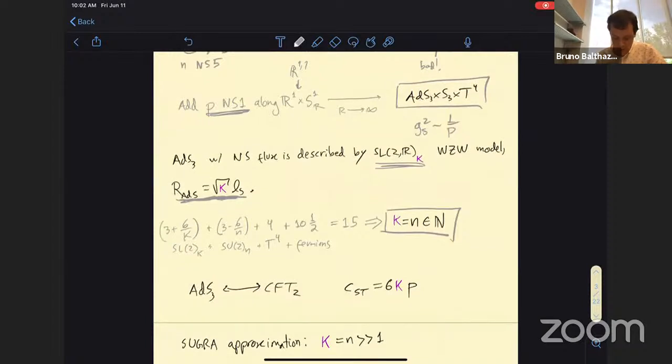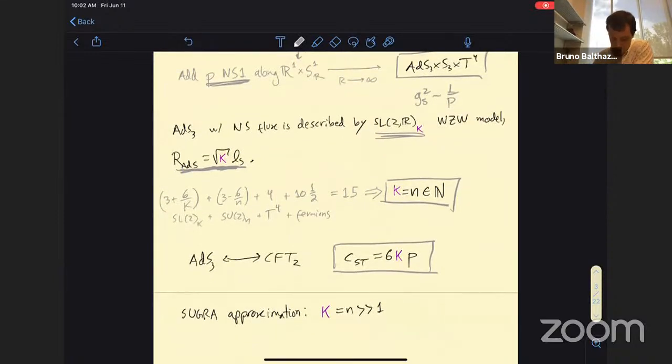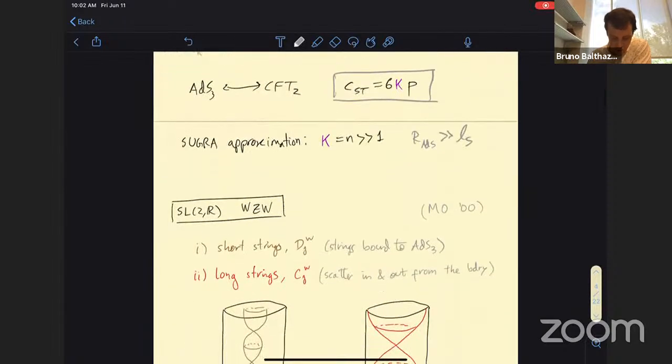So this is an AdS3, so it has a CFT2 description that lives on the boundary, and the space-time central charge of this CFT is 6kp. So it's essentially as if each long string has a central charge of 6k. And the supergravity approximation, of course, is valid when our AdS length is much greater than the string length. So that means that the number of NS5 branes has to be very large. Okay, so that's the worldsheet description.